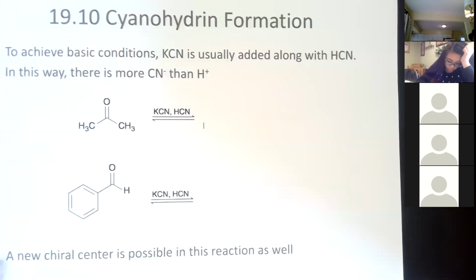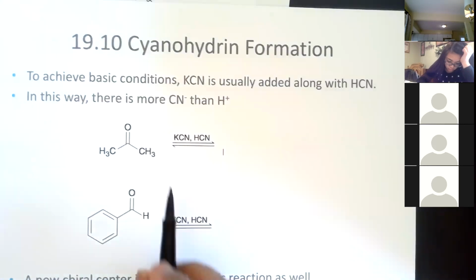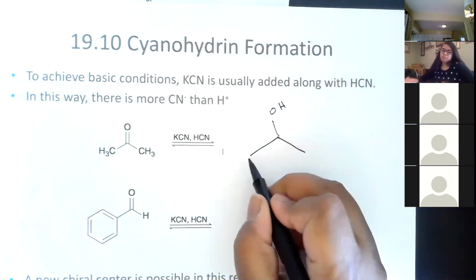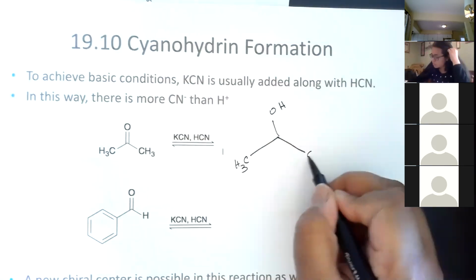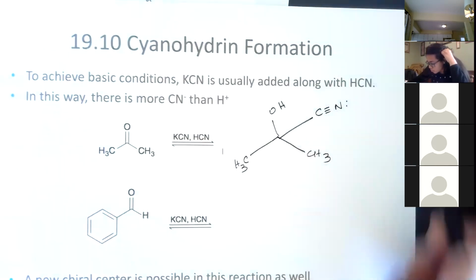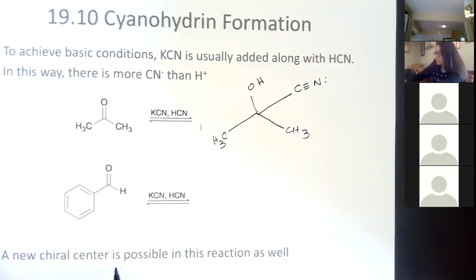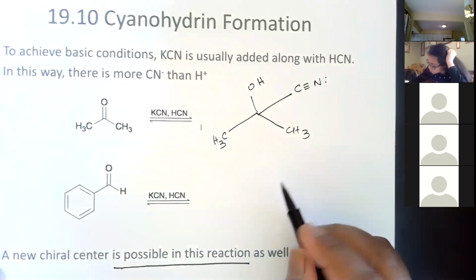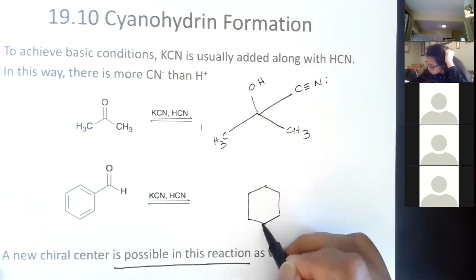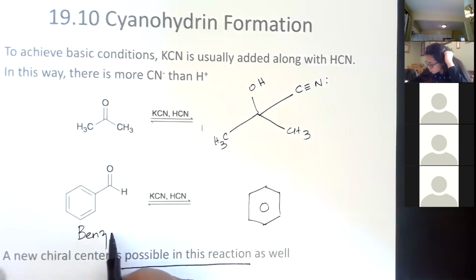Let's look at the reactions. Can you predict the products? OH, CN. Okay. Here again, you have to be aware of chiral compounds. What is the name of this? Benzaldehyde.